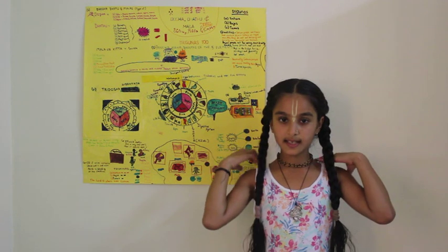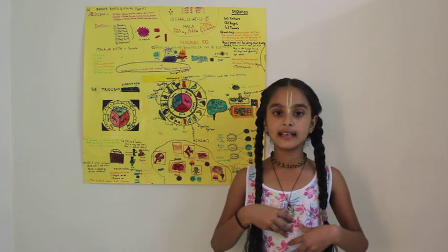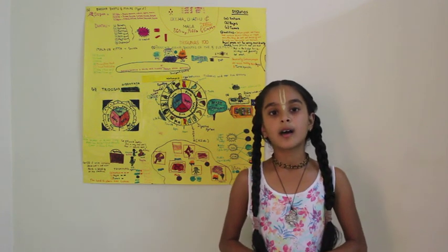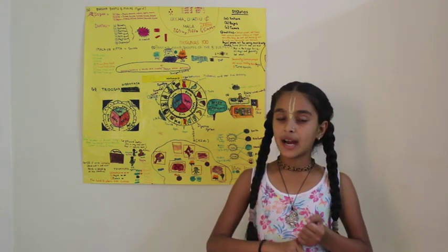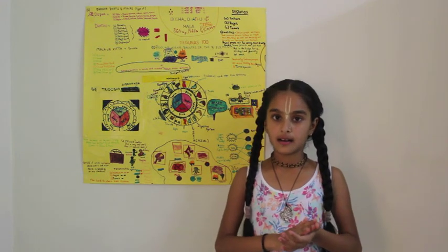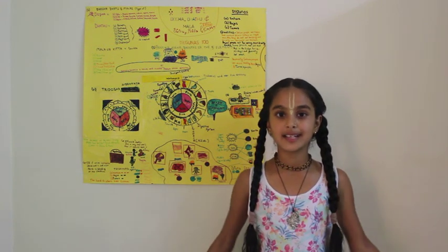So vyana does the most work of movement, and especially in the heart it circulates the blood. So prana, udana, samana, vyana and apana, these are the 5 divisions.